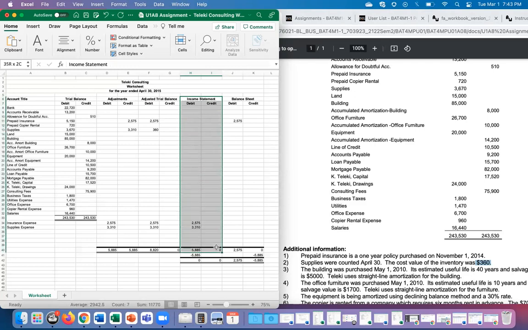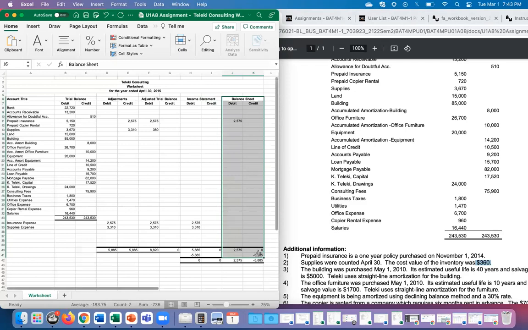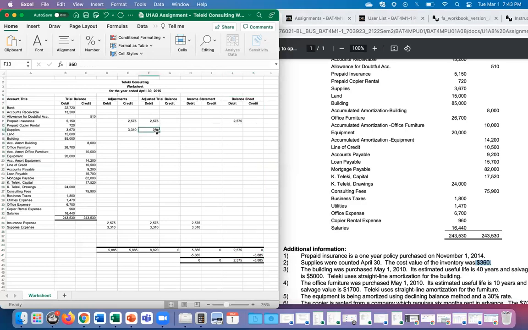And then we have the balance sheet finally. Again, balance sheet: assets, liabilities, capital accounts, and drawings. Those are the only things recorded in the balance sheet there. So for this example, the only thing that we have to carry over is that $360 that we now have left in the supply account. That's all of the supplies that we have left. So 360 goes there.